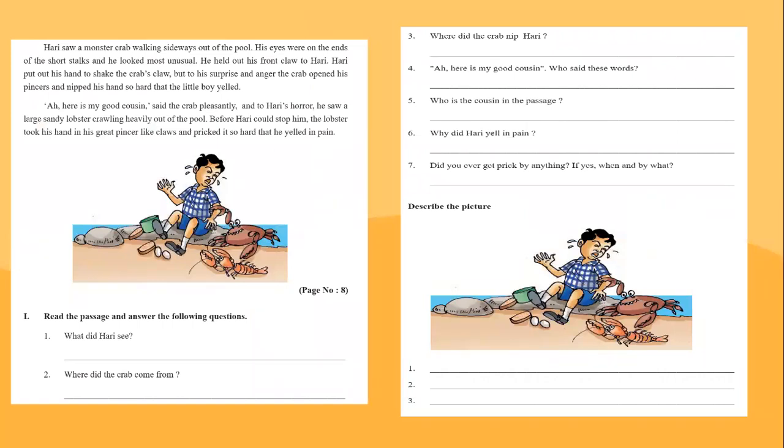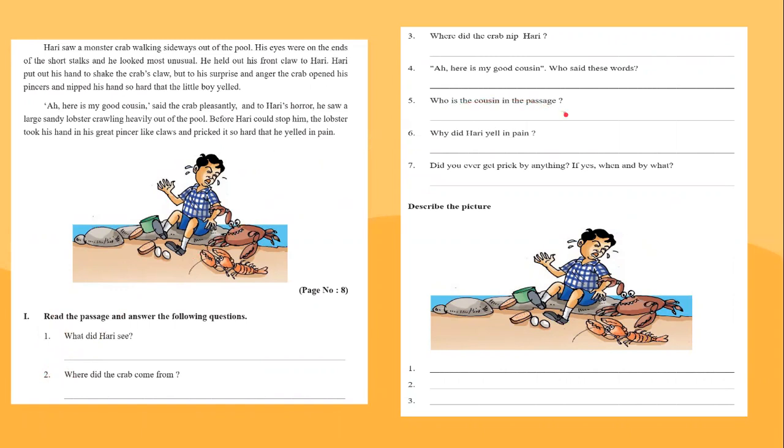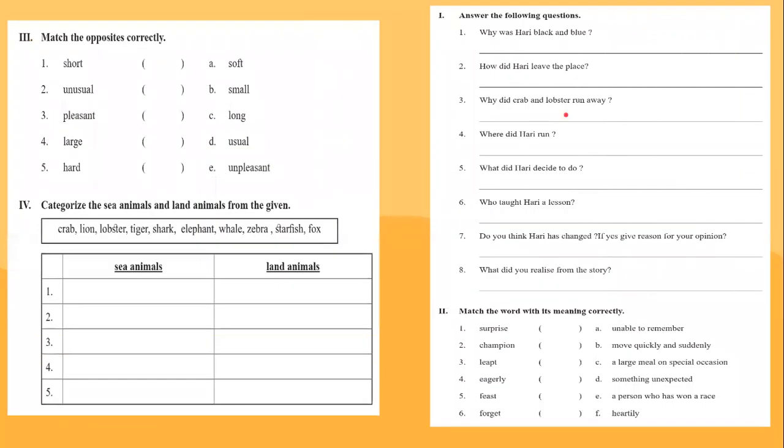And let us see what is the homework for us. Now, you have the same questions like we have done this passage related to the passage, there are some questions. Okay, what did Hari see? Where did the crab come from? All these things we have almost done in the class. Just write them and send me.